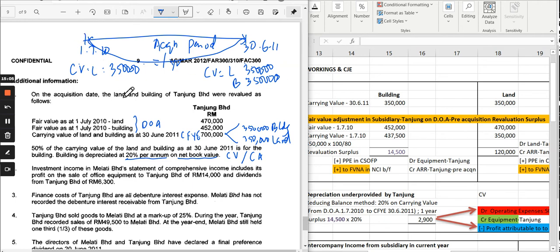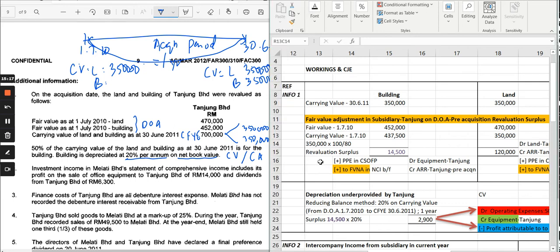However, for the building, the carrying value here is not going to be 350,000. So you are going to gross it up by using the information on depreciation. You need to gross up for 1 year. So if it's for 1 year, you just multiply by 100 over 80 after you have already considered the 20% per annum here. So that was for 1 year. If you need to do it for 2 years, you will do it again, 100 over 80. If you need to do it for 3 years, you do it again, 100 over 80. So here is only for 1 year, so I'm only doing it once. So the difference is 14,500.